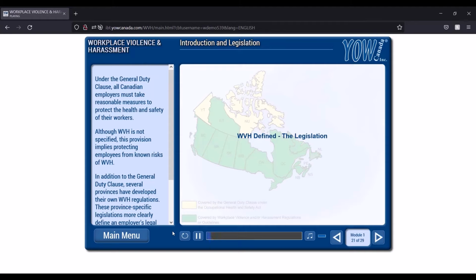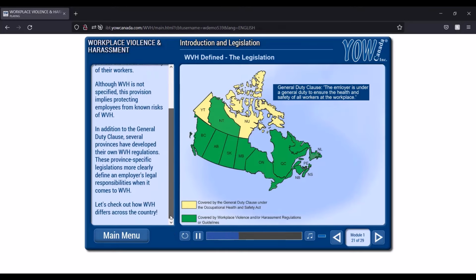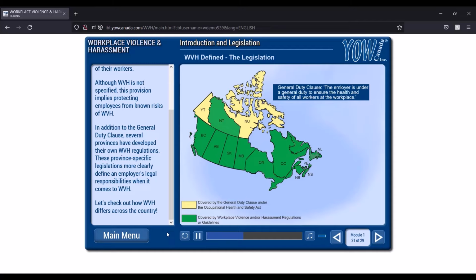WVH defined. The legislation. Under the General Duty Clause, all Canadian employers must take reasonable measures to protect the health and safety of their workers. Although WVH is not specified, this provision implies protecting employees from known risks of workplace violence and harassment.